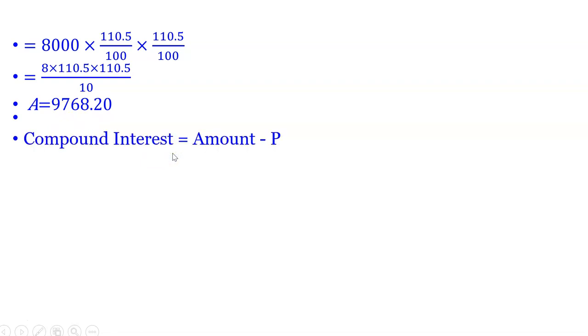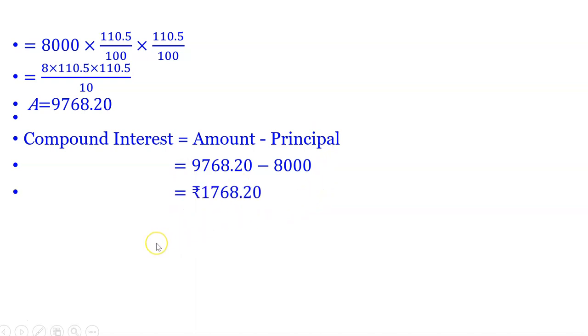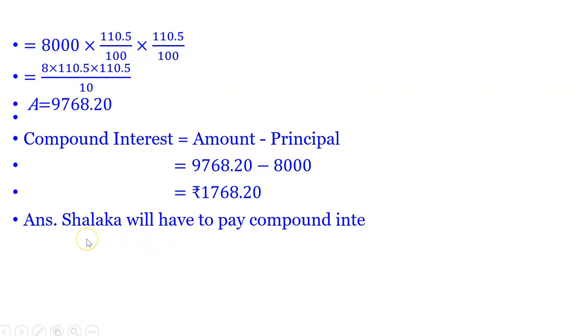And compound interest is equal to amount minus principal. Now here amount is 9768.20 minus principal 8000. If we subtract it, then you will get 1768.20. Therefore, Shalaka will have to pay compound interest 1768.20 after 2 years.